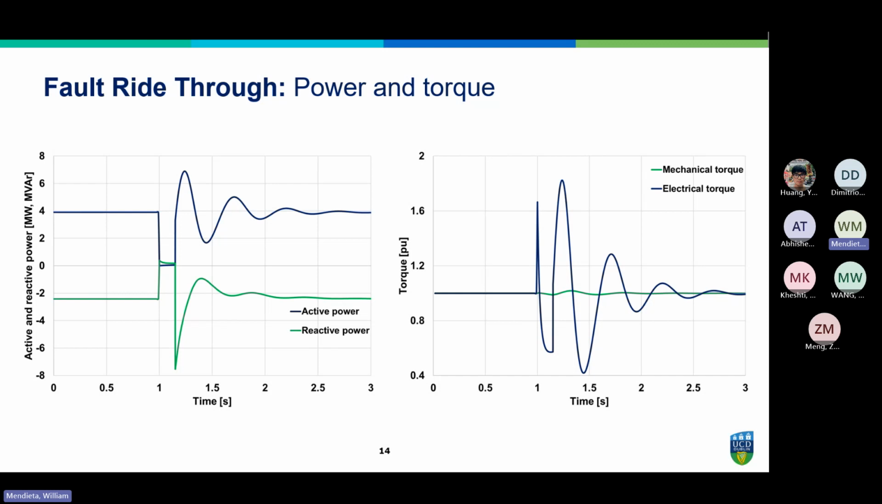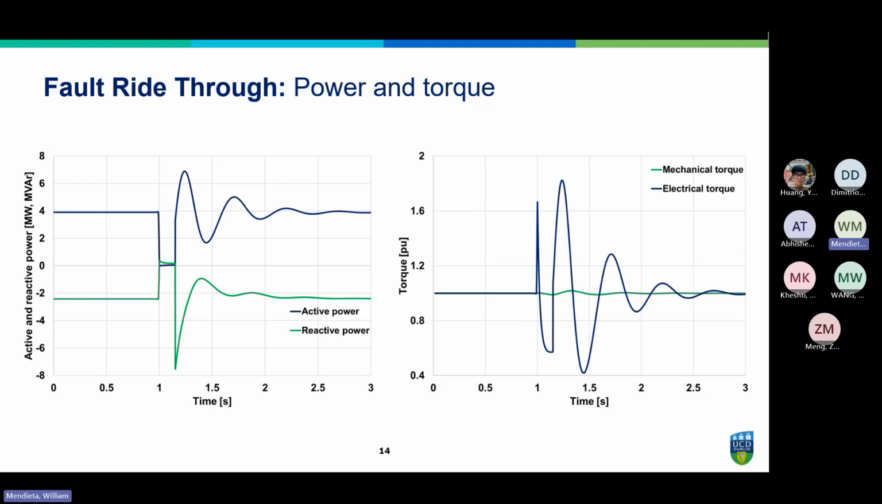The figure on the right shows the electrical and mechanical torques. Again, given that the displacement of the hydraulic motor is not adjusted during the fault, the mechanical torque is only slightly varied, while the electrical torque varies noticeably.